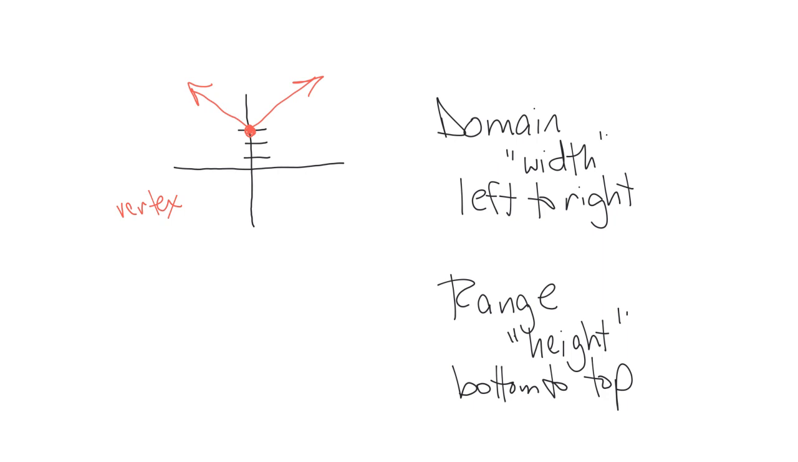All right, so we need to find domain and range. Domain is the width of the box that would contain this graph, and then the range would be the height. So let me draw it down here again. A student showed me this, and I just really like this analogy of using a box.